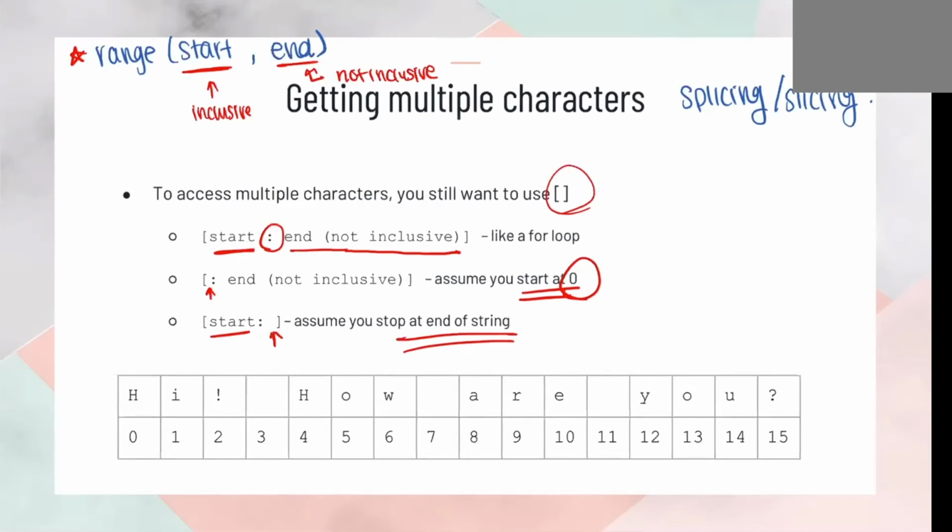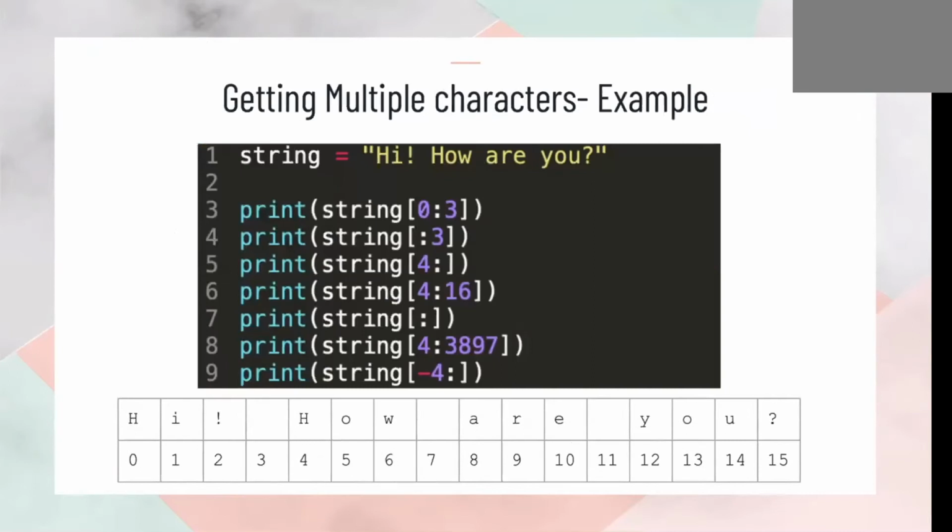So doing some examples here. These will get a little bit trickier, but let's do the easier ones first. We're using the same string, "hi, how are you?" But we want to start from 0 and go up to, but not including, 3. So we start from 0. Oops.